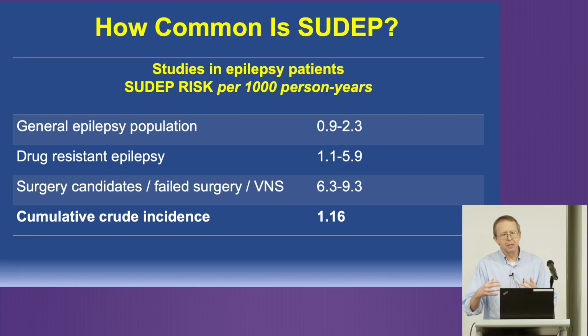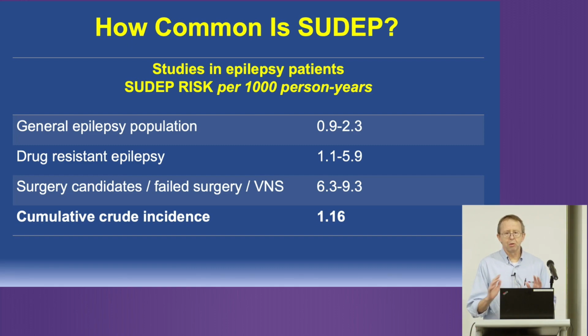Rather than most epidemiologists talking about 100,000 per year, we talk about patients with epilepsy and how many SUDEP cases occur per 1,000 patient years with epilepsy. So if you followed 1,000 patients for 1 year, how many occurred in that group. So if the incidence was 1 in 1,000 patient years, there'd be 1 death in 1,000 patients followed for 1 year.